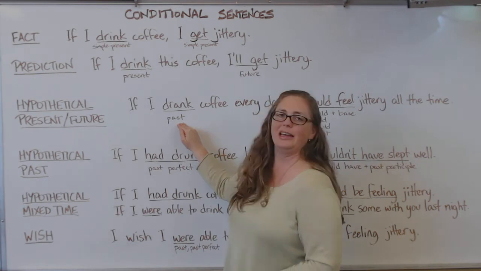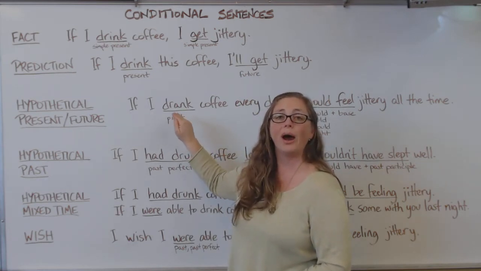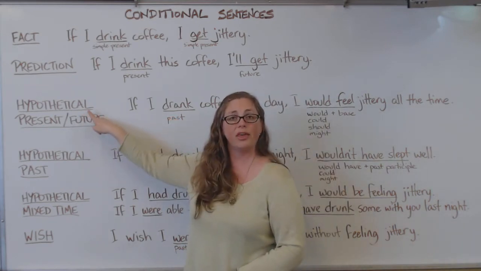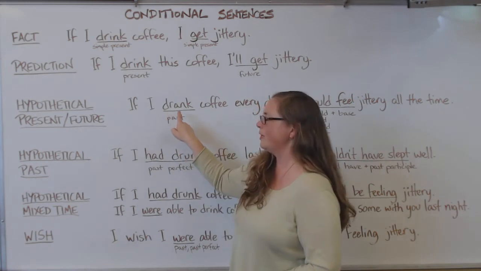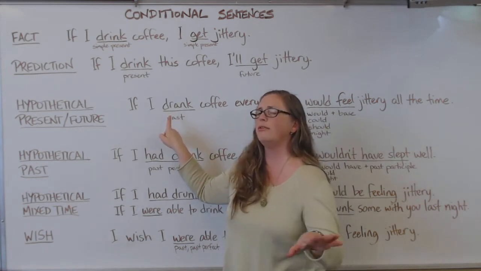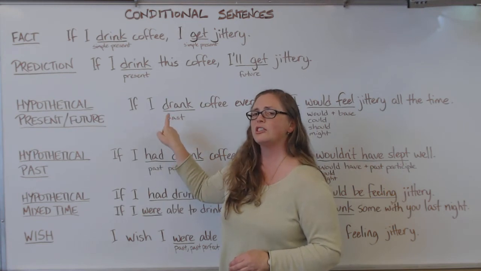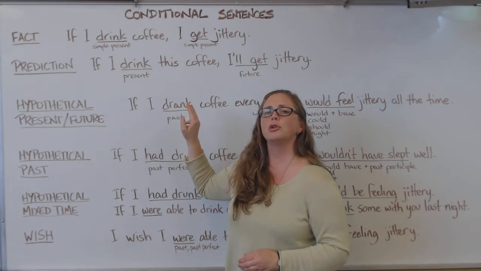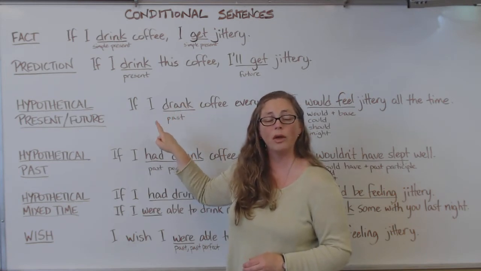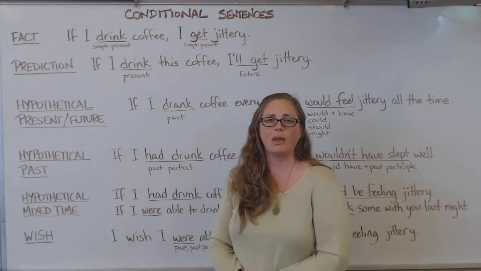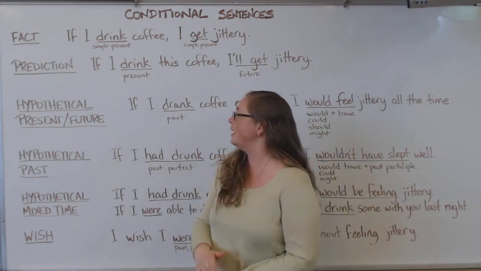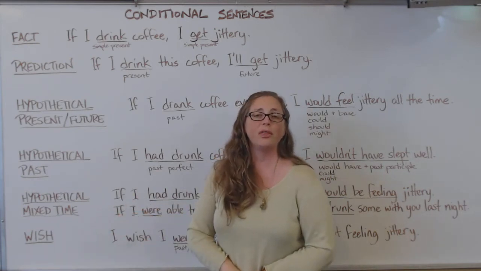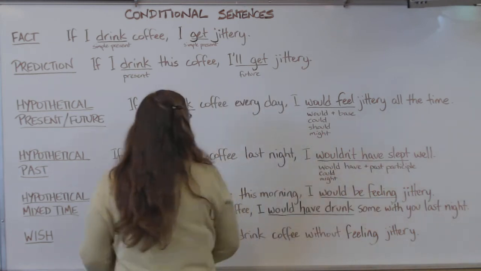We understand that this is talking about the present or the future. This is present or future hypothetical. If you think that this is talking about the past, you're going to be very confused. This is talking about the present, but we need the verb to have a past form to communicate the idea that it is hypothetical. And then when we hear this, if I drank coffee every day, we understand that it is hypothetical present. Okay, then we have the result.